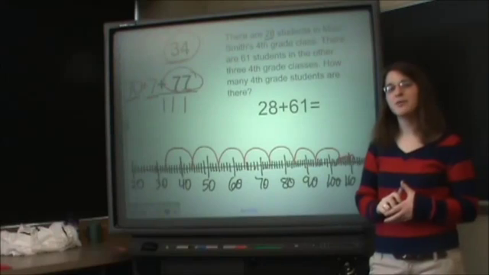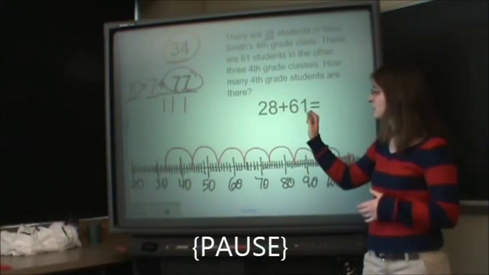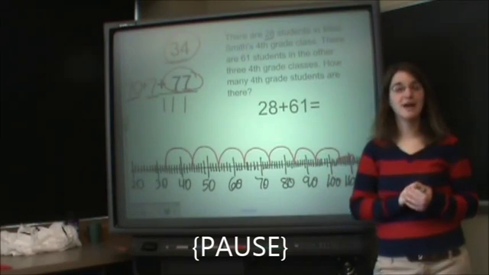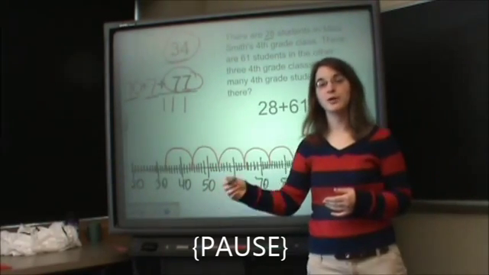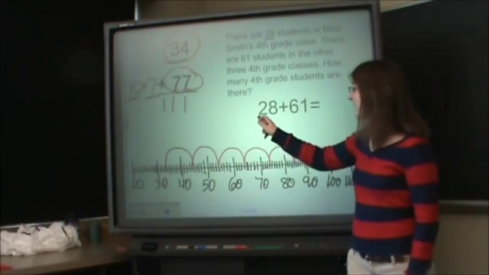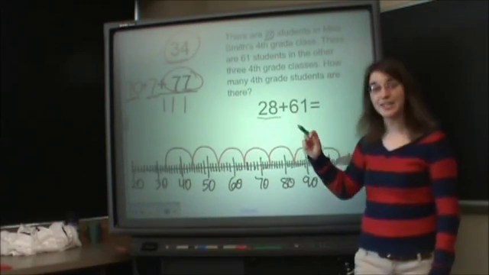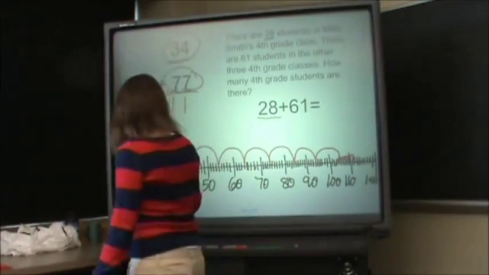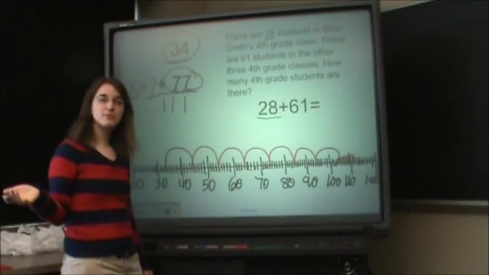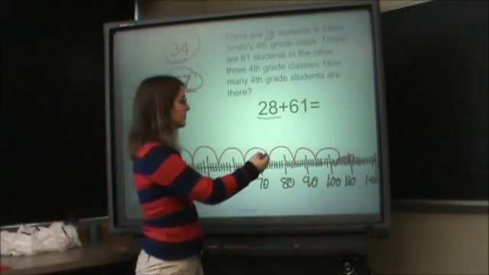Go ahead and pause your video and think about which number we're going to start on the number line, and then how many times we're going to have to jump forward to get to our final sum. Okay, so you're going to start at the 28, which is down here. But then how many hops are we going to have to make?